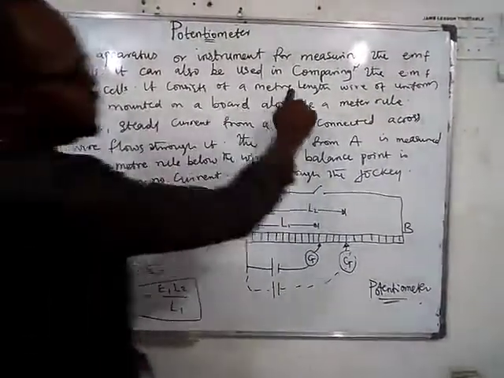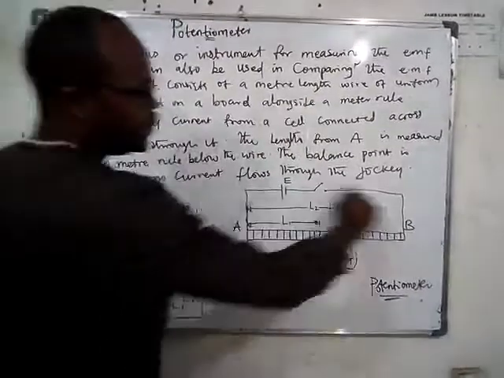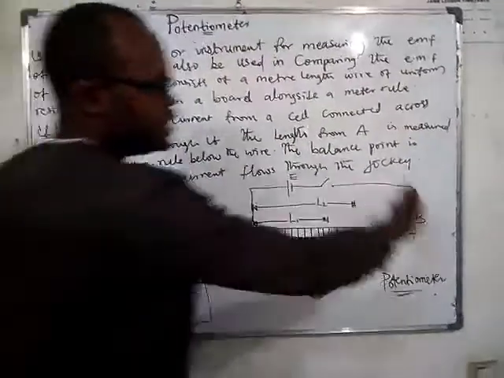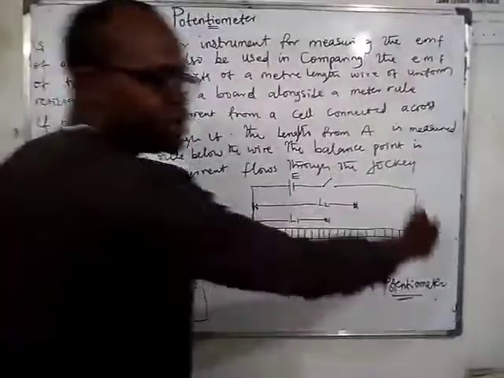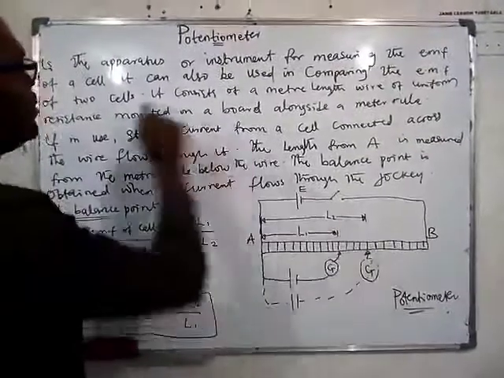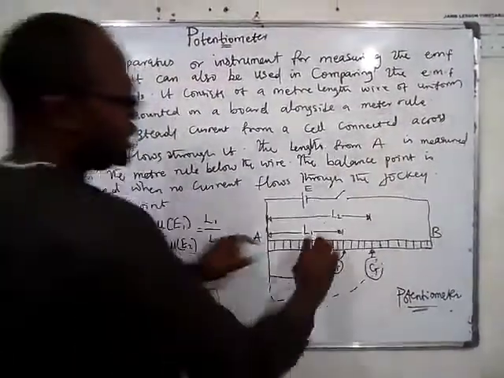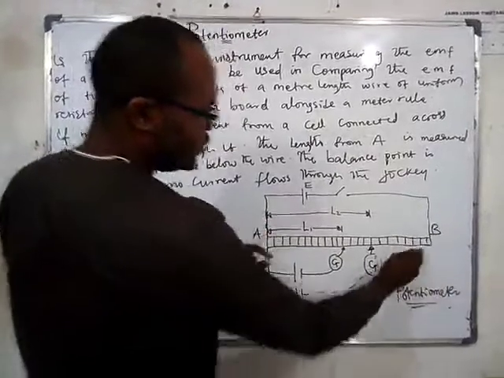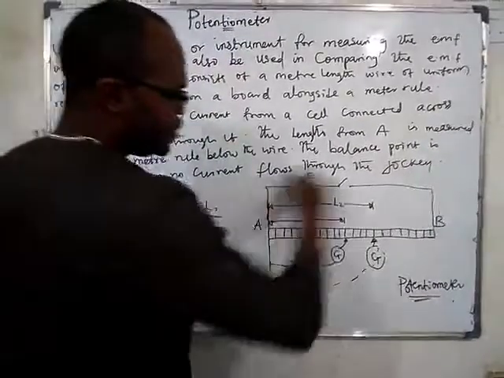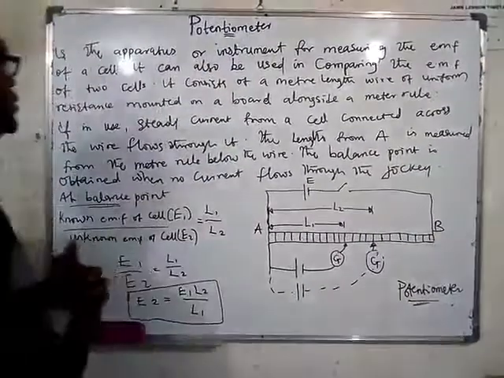It consists of a meter length wire. The length of the wire is 1 meter, mounted on a board alongside a meter rule. This is a meter rule. Can you see this? This is the wire mounted on the meter rule.